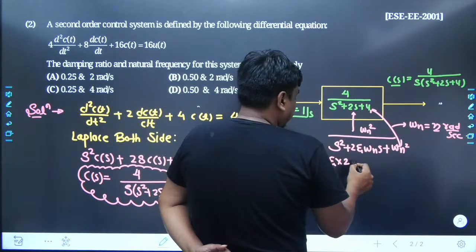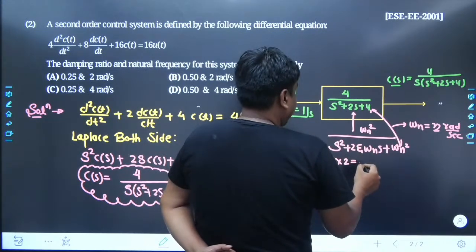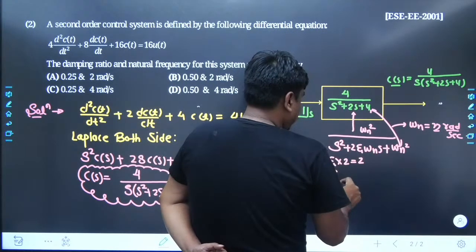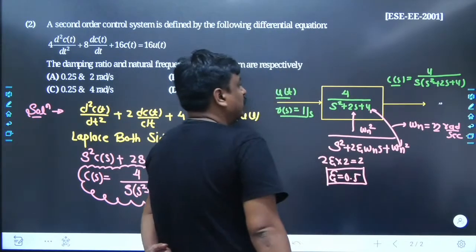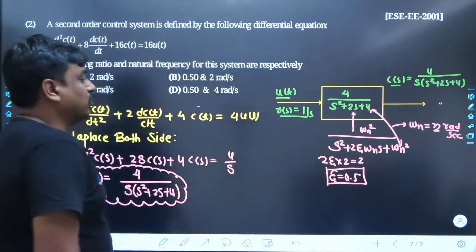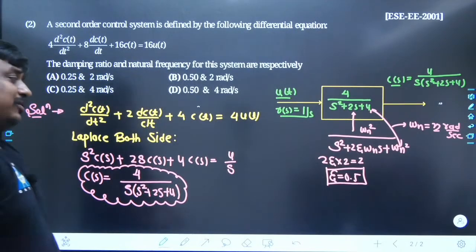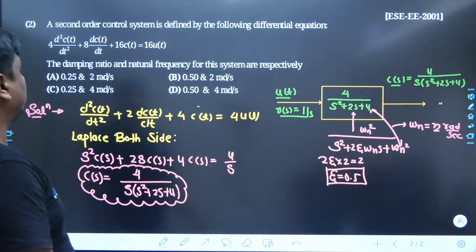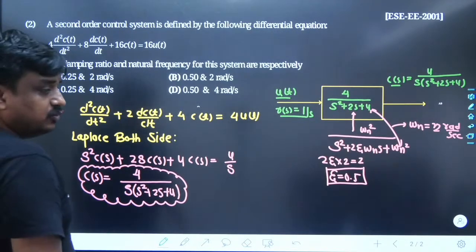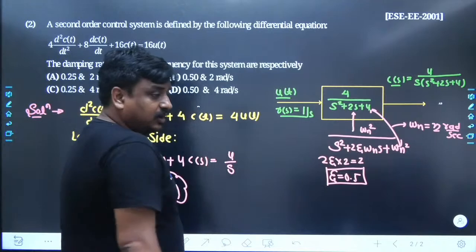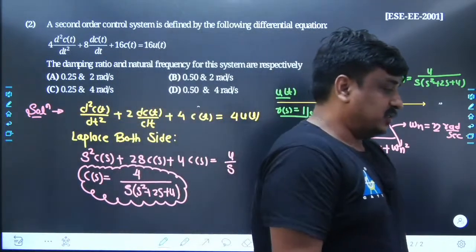The omega n is already known to me, and that had been 2 only. So the value of zeta is going to be 0.5. So more or less, the two data which were expected to be calculated within this problem are omega n as well as zeta. Obviously the omega n had been 2, and the zeta had been 0.5. So the answer which we are supposed to get after doing all this calculation, which answer had it been?